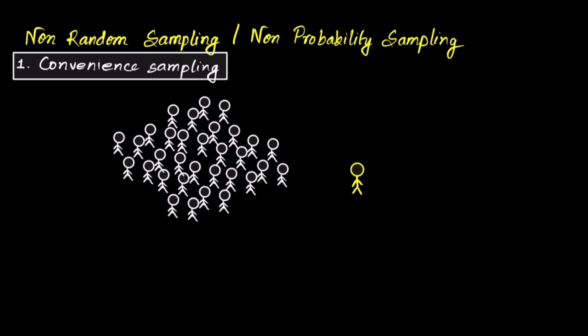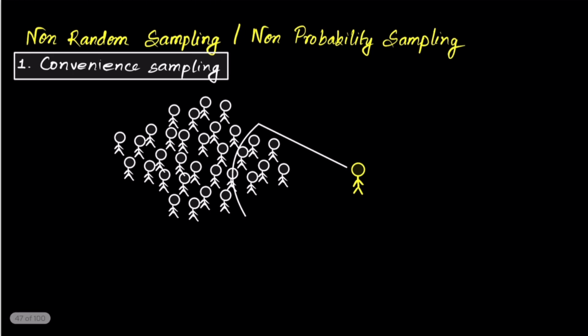As the name suggests, in convenience sampling, the surveyor chooses individuals or representatives as per his convenience. So the important term is convenience. So the surveyor chooses as per his convenience. And in this particular condition, the most convenient option for the surveyor would be to choose the people, or to choose representatives, that are closest to him.